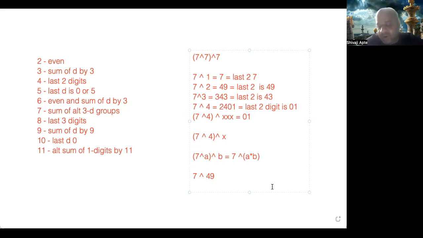But this 7 raised to 49, we can express as 49 is nothing but 12 into 4 plus 1. Correct? There is less than a minute left. Okay, so I will stop recording.